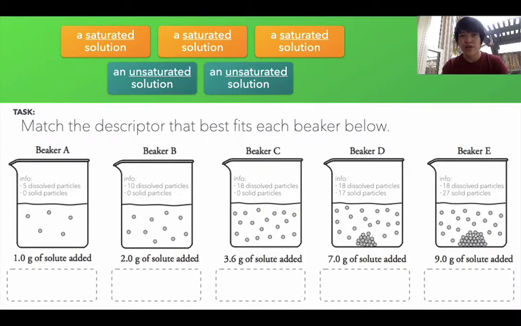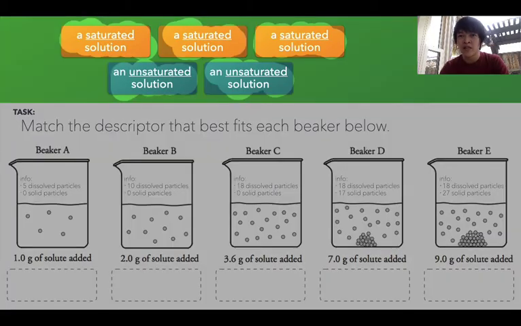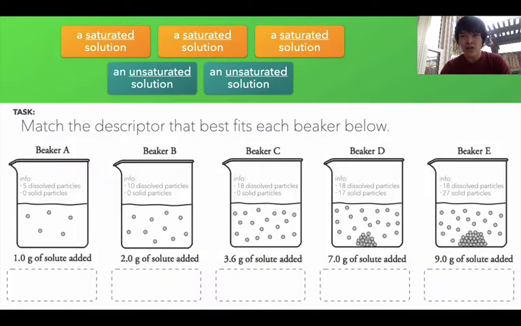Let's do one more task. I've got these 5 labels up here, and I want you to match it to the beakers from before down below. 3 of them are supposed to be saturated solutions, and 2 of them are supposed to be unsaturated solutions. It isn't as straightforward as you think, so pause the video for a bit to think about this.